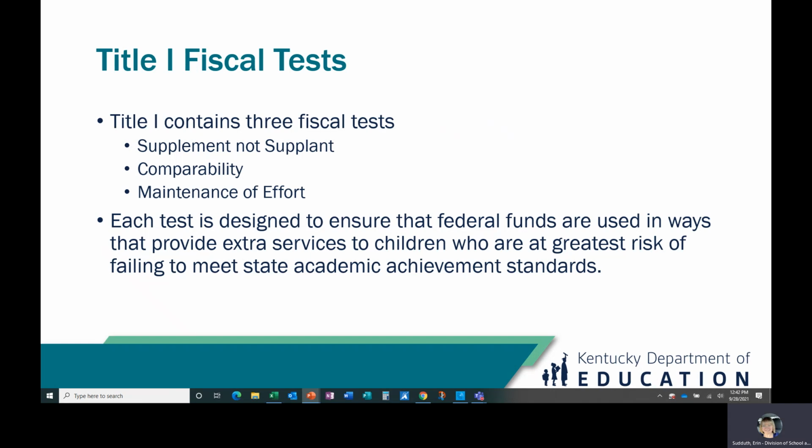Title I contains 3 fiscal tests: supplement not supplant, comparability, and maintenance of effort. Each test is designed to ensure that federal funds are used in ways that provide extra services to children who are at greatest risk of failing to reach state academic achievement standards.